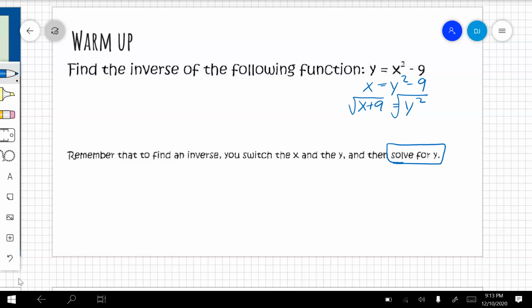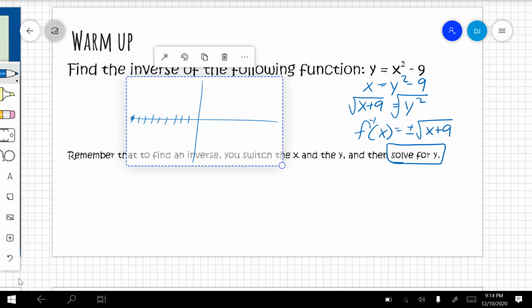All right, now when we square root both sides, this is going to end up being the inverse of f of x equals plus or minus the square root of x plus 9. Now, the interesting thing about this is that this unit is talking about functions. If I were to graph this, this would look like 1, 2, 3, 4, 5, 6, 7, 8, 9, because it shifts 9 over left.